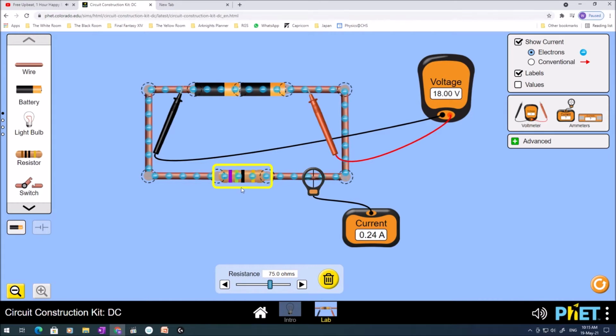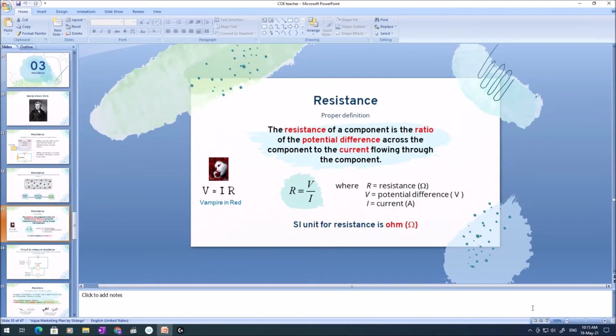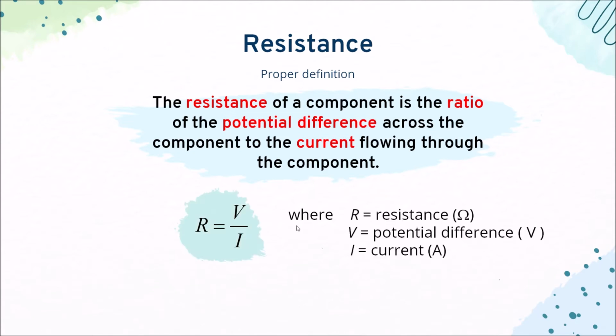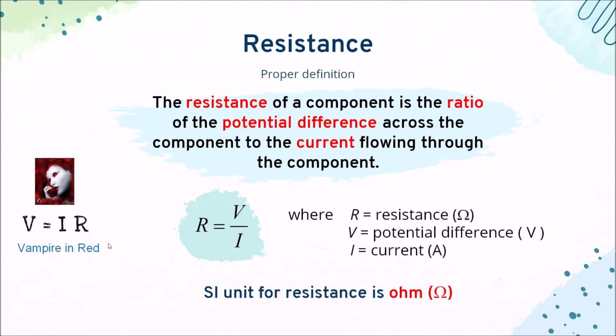So what restricts the flow of the current is the resistance of the circuit, and it is given as the ratio of the voltage to the current. R is the resistance, the unit is ohms, V is the potential difference, and I is the current across it. To remember, you can remember V equals IR, or VIR, or vampire in red is the acronym for it. The omega sign is how you write ohms.